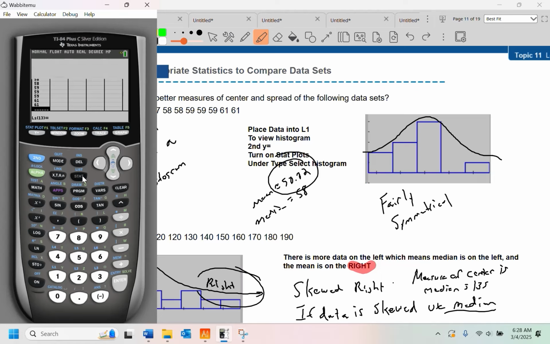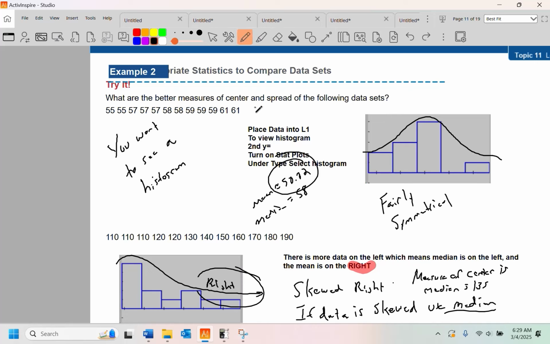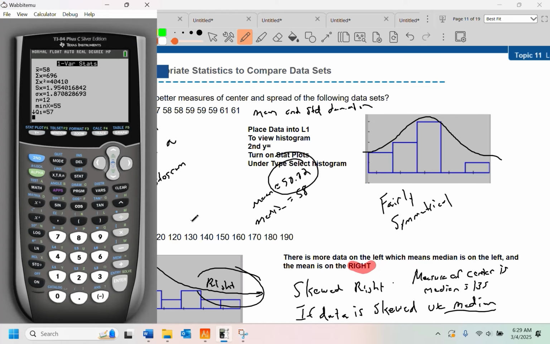All right. So anyways, stat, calc, 1 variable statistics. This guy right here, sigma of x, that's your standard deviation, and it's 1.87. So I should be doing mean and standard deviation. That's what I should be using. So sigma of x is your standard deviation. And it was about 1.78, I remember. 1.87.